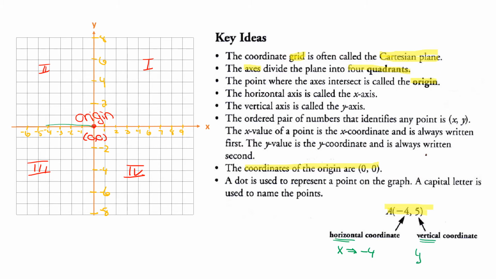So I have to go up 5 because it's positive. So I'm going to go up 5 here. Again, you would not normally draw these lines, and I'm going to put a dot right here, and I'm going to label this as, because that's what the question said, a capital A, (-4, 5).